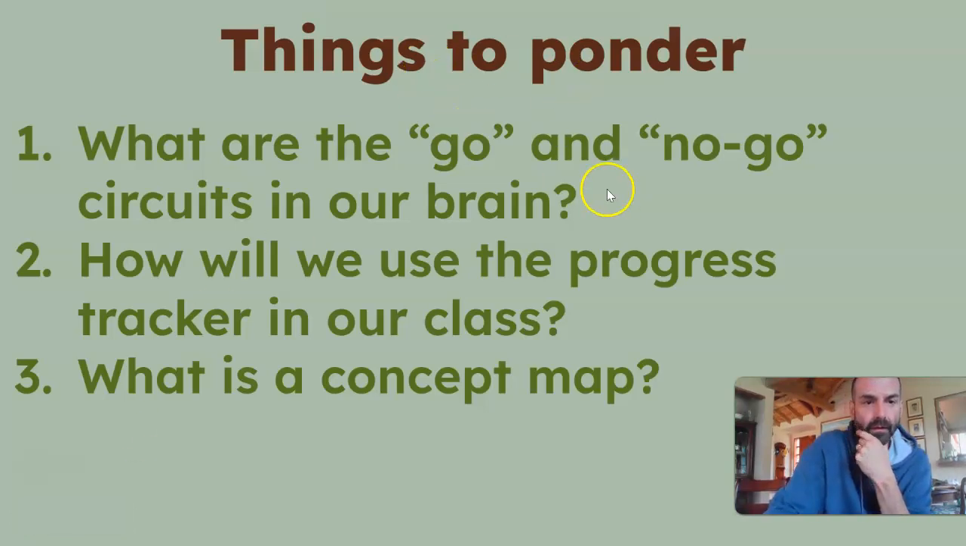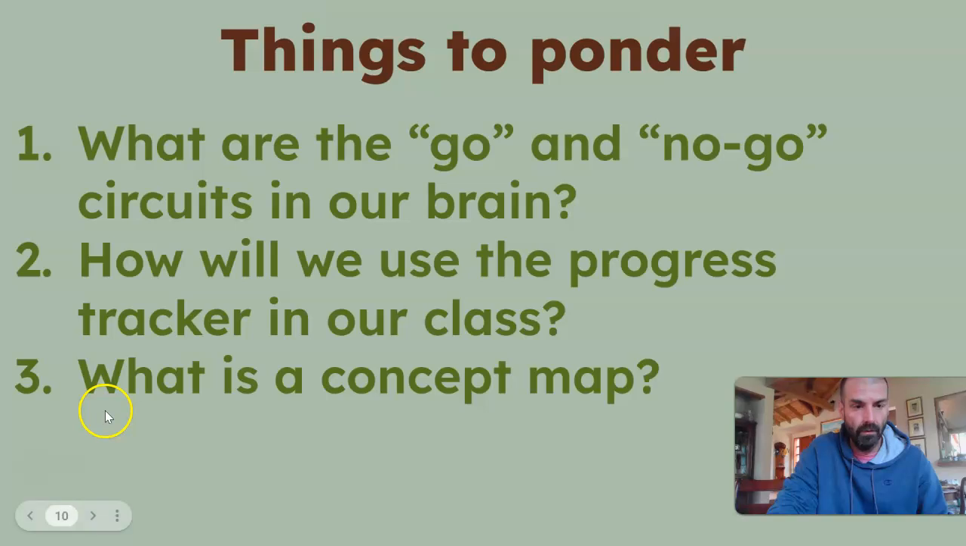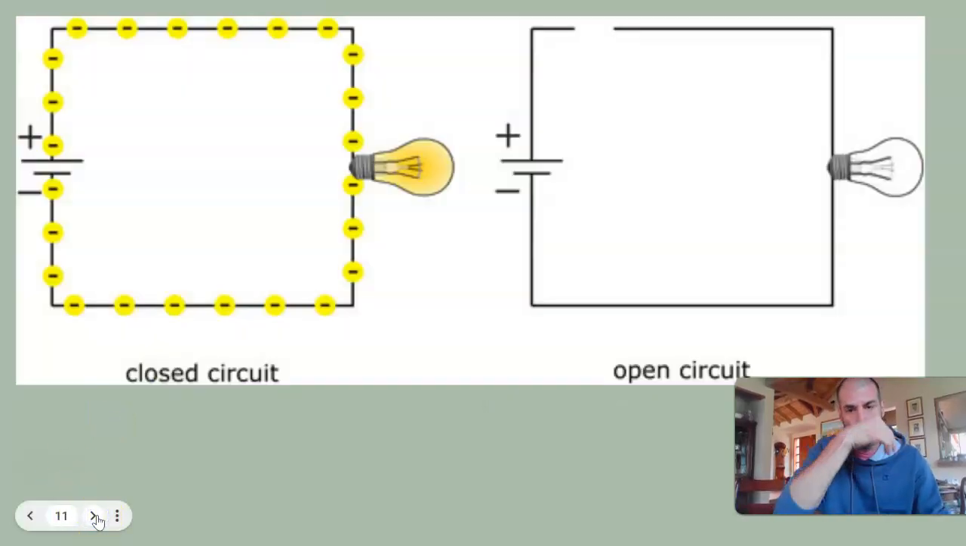Our things to ponder today. What are the go and no-go circuits in our brain? How do we use the progress tracker in our class? And what is a concept map? So pause and answer those questions, and I'm going to get going in 3, 2, 1.